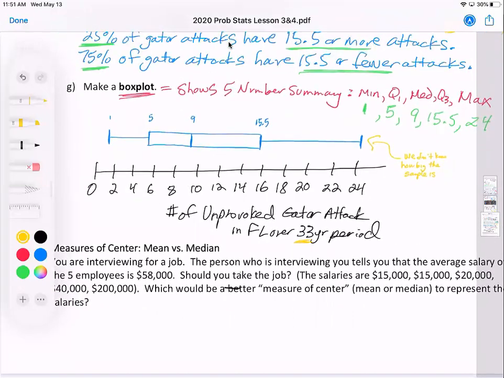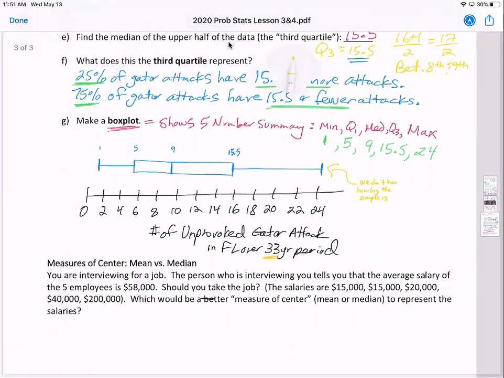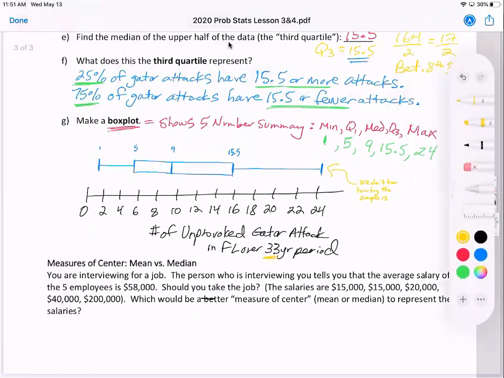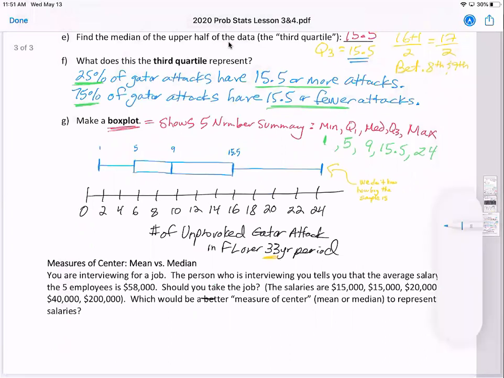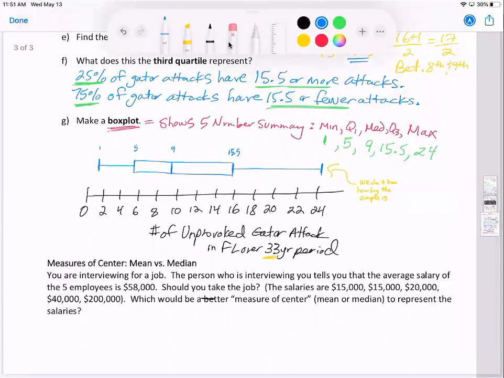And then our last question, I wanted to ask a question about measures of center. So this says, you're interviewing for a job. The person who is interviewing tells you that the average salary of 5 employees is $58,000. Seems like a pretty good average. Should you take the job? Well, the salaries of the people who work there are $15,000, $15,000, $20,000, $40,000, and $200,000.